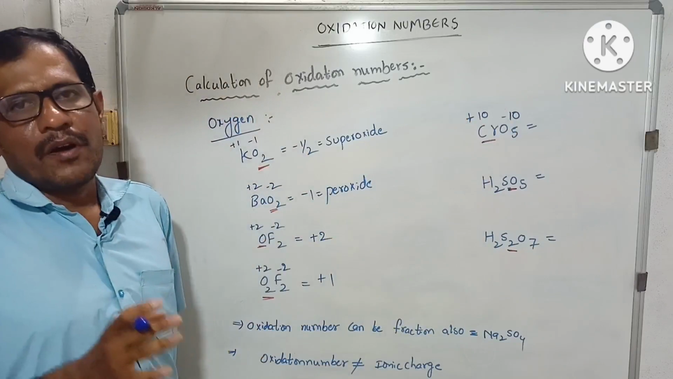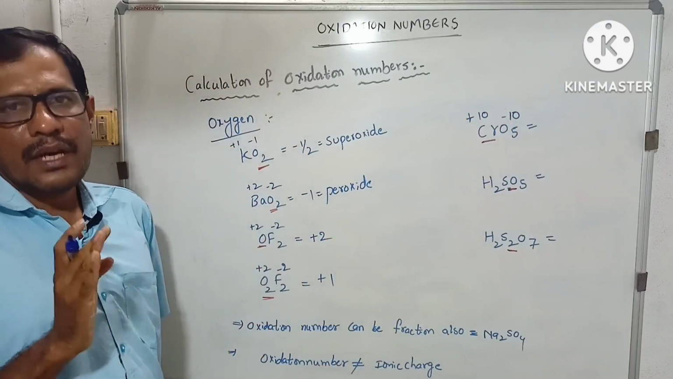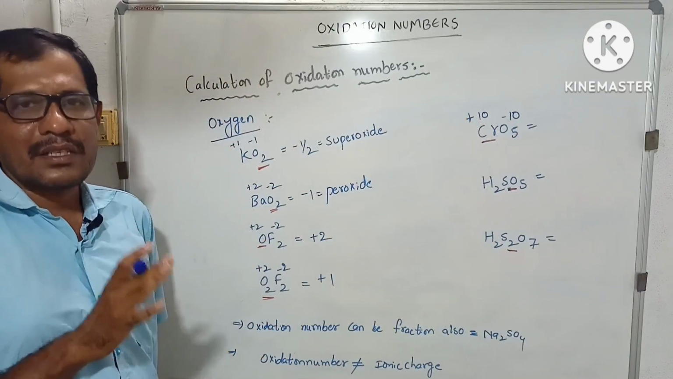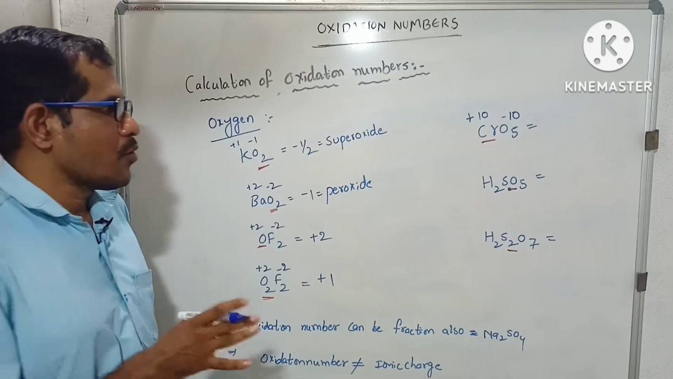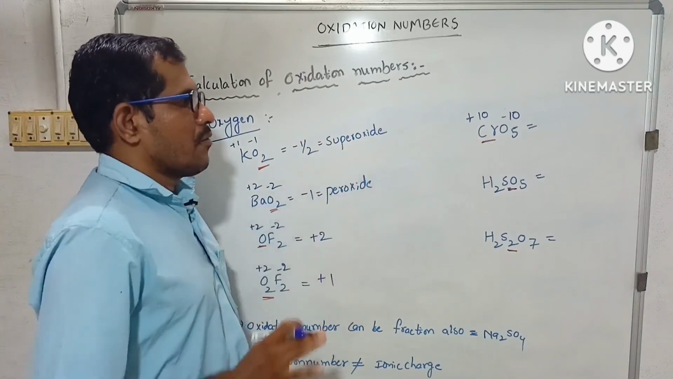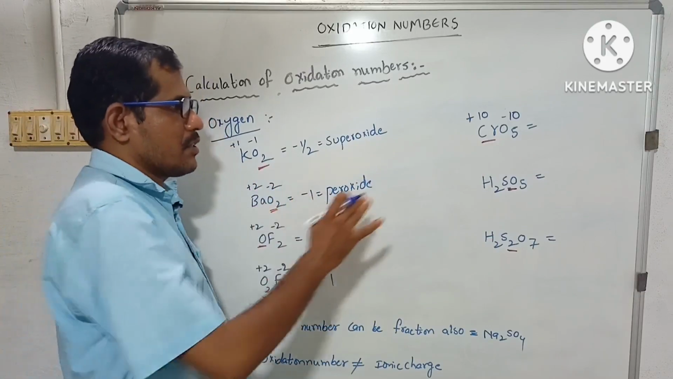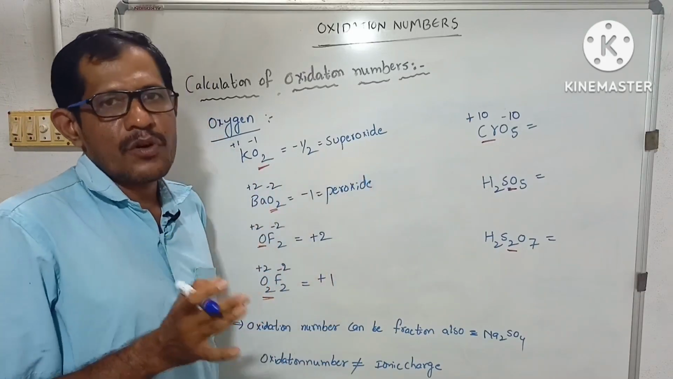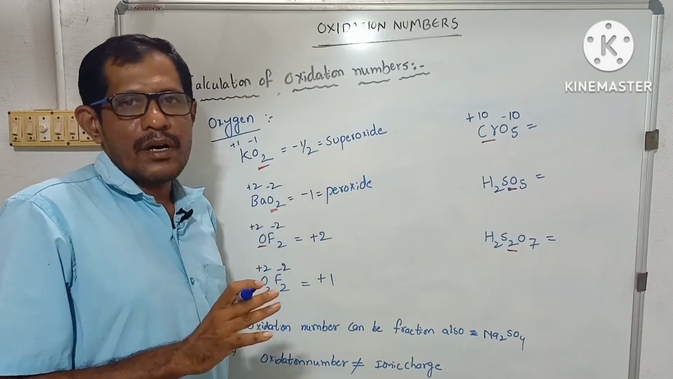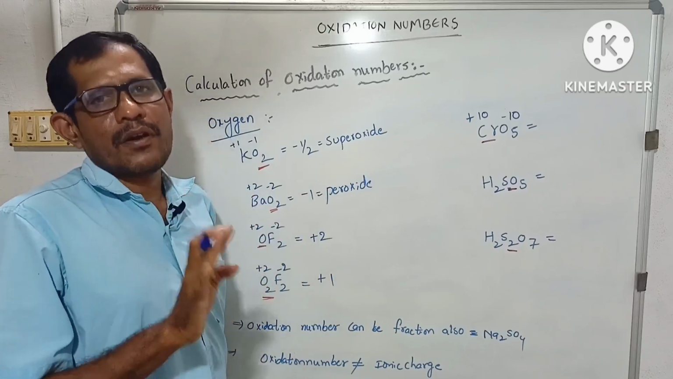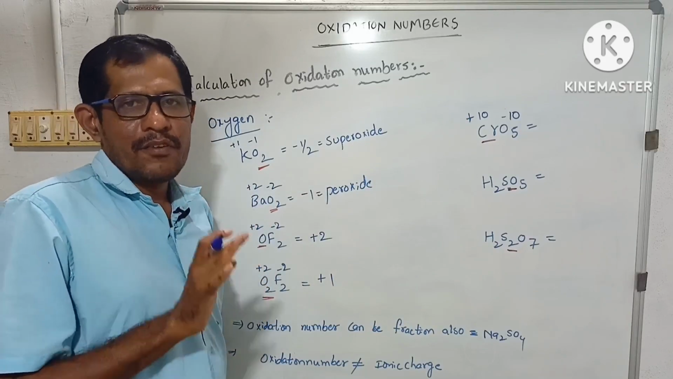But remember, oxidation number is not more than group number. So here for chromium, if in such cases the oxidation number comes more than the group number, then remember there is involvement of peroxy bond.